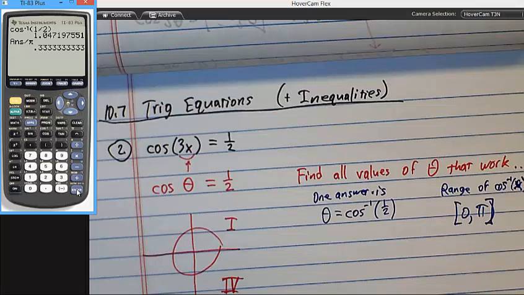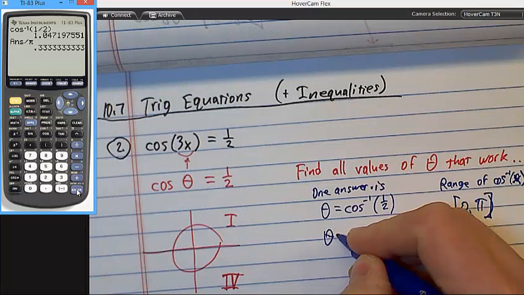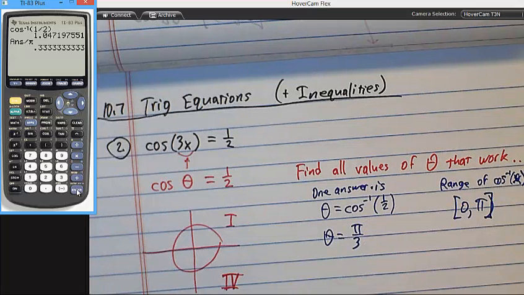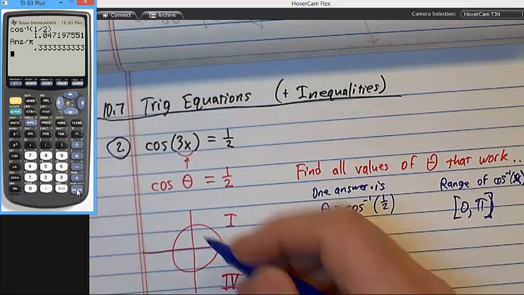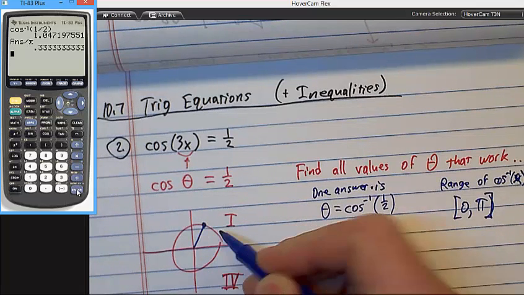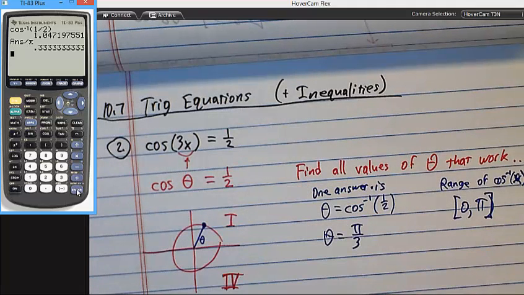I get 1/3. Remember we said the answer was pi over 3? Okay, so one answer is theta equals pi over 3. But that's not all the answers. So where does that answer take me? That would be right here, right? That's one value of theta that works. Now, how do I get another answer?